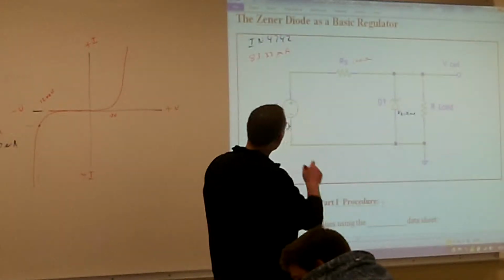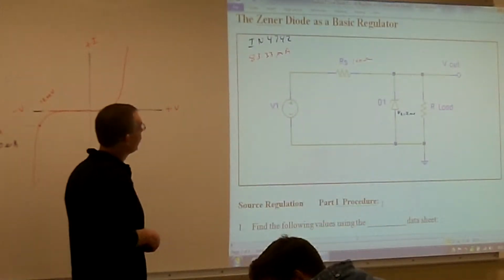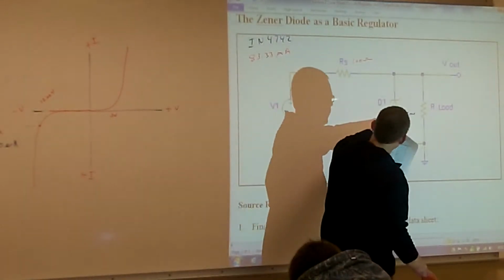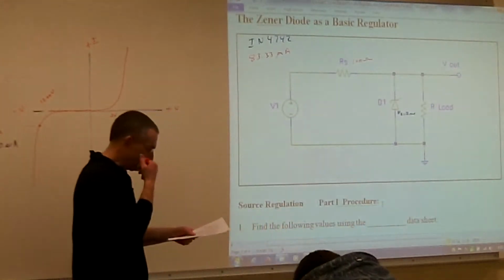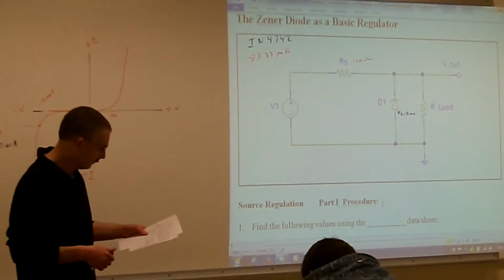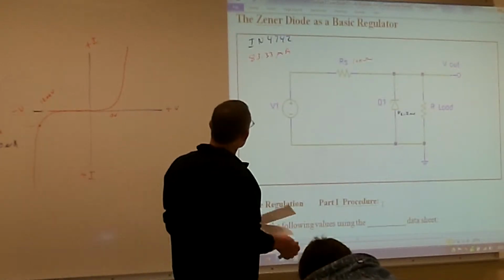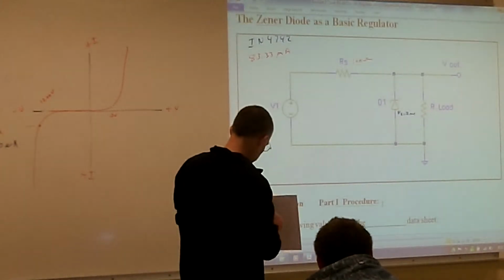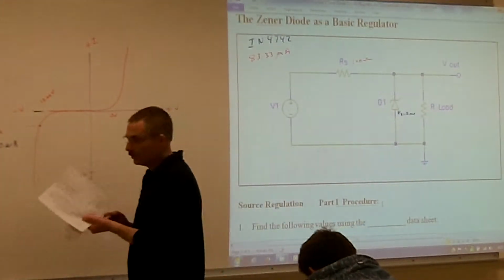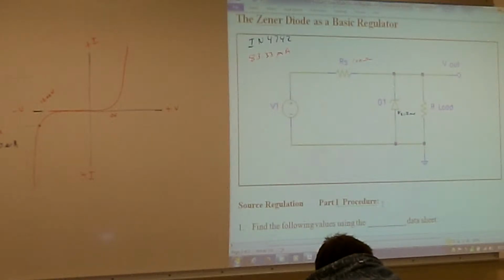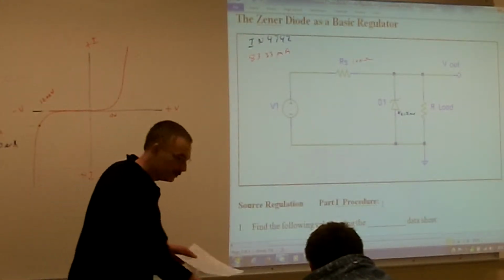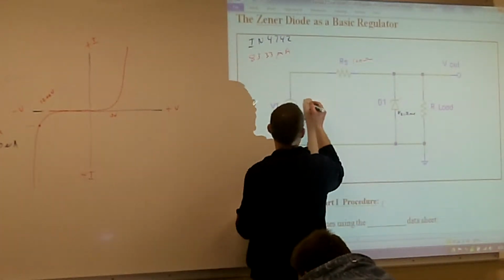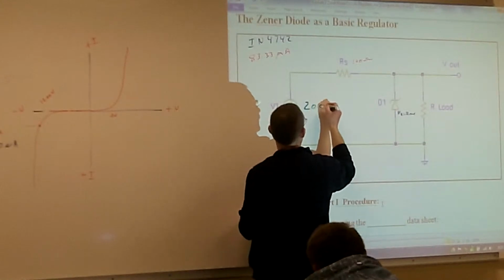All right. So I do want to change, just make sure you change the RS on your sheet to 100 ohms. It's going to be a 12-volt Zener. And then we're going to complete the table on part 1 there. So we're going to first analyze this circuit. We're going to analyze it with a source voltage of 20 volts.